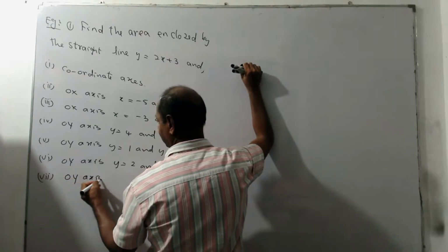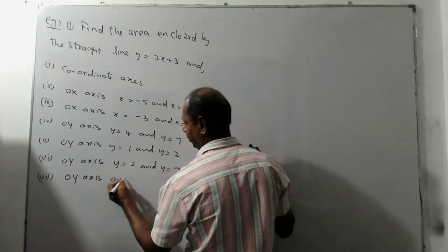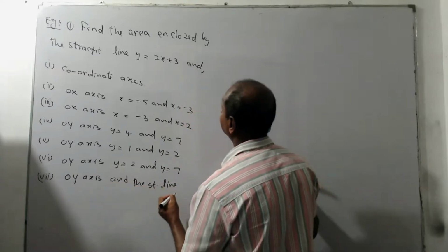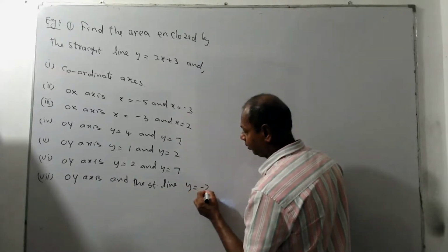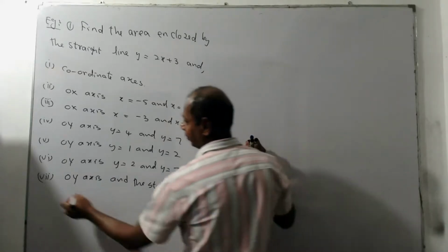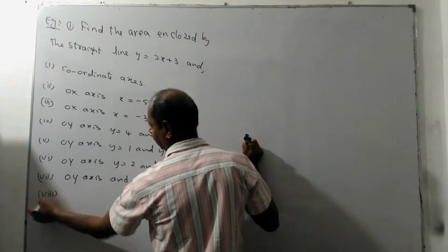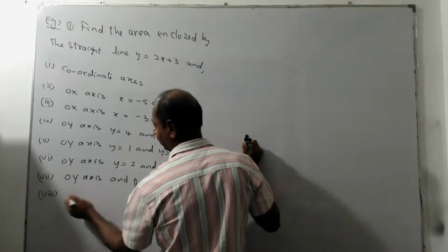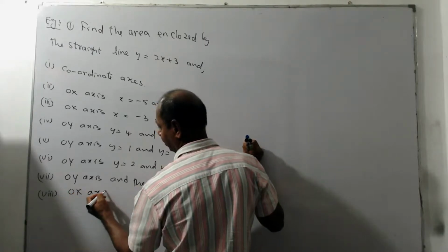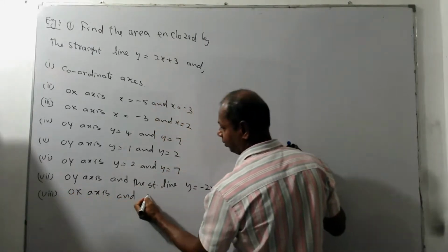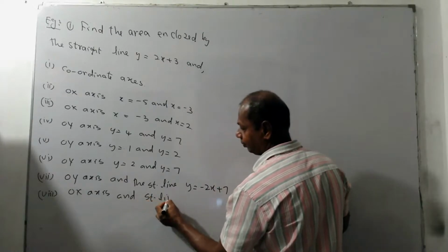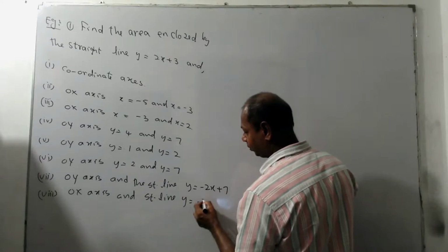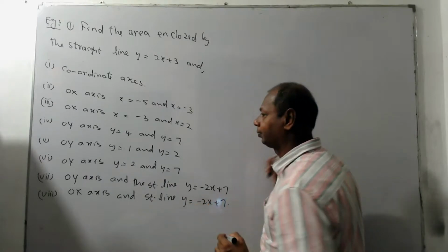The y axis and the straight line y equals minus 2x plus 7, and finally the OX axis and the straight lines y equals 2x plus 3 and y equals minus 2x plus 7.